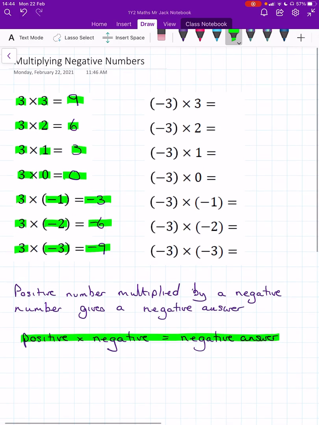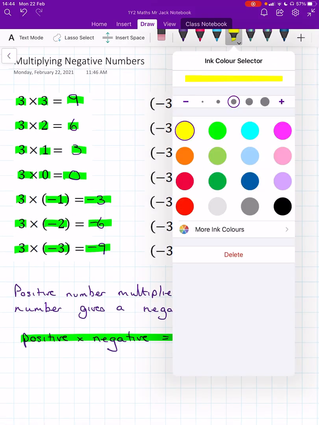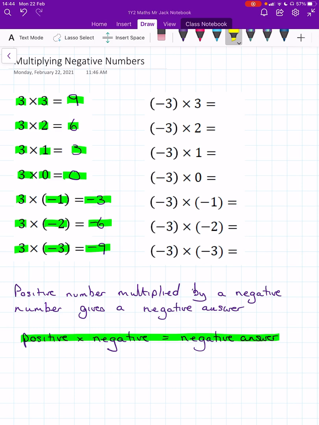Right, let's have a look at this other one. Let's change our color here a little bit. So we've got negative 3 times 3. Well, we've just finished saying that a positive multiplied by a negative gives us a negative answer. In this case, we've got a negative multiplied by a positive. Remember, when we do multiplication in maths, the order of things doesn't actually matter. So a negative times a positive is going to give us negative 9.